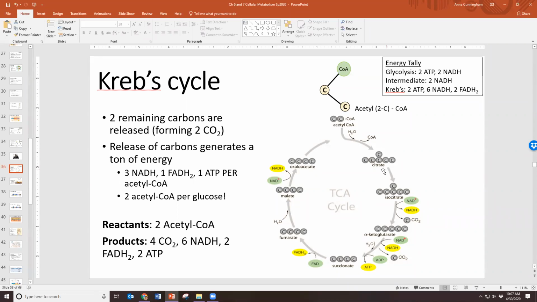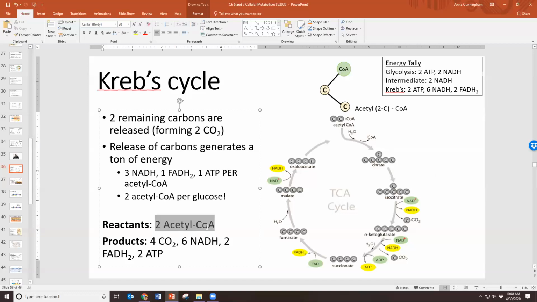So here's the deal with the Krebs cycle. You do not need to memorize all of these things: citrate, isocitrate, ketoglutarate, succinate, fumarate, malate. You may recognize some of those as vitamins, but now you see why those are important. But all I want you to know is the reactants and the products. Yeah, that's all I want you to know. I want you to know the energy tally.